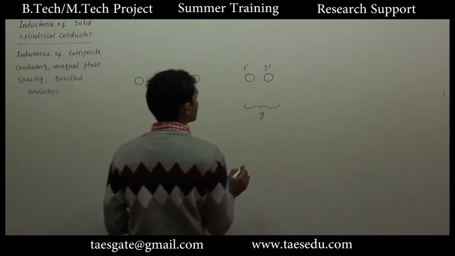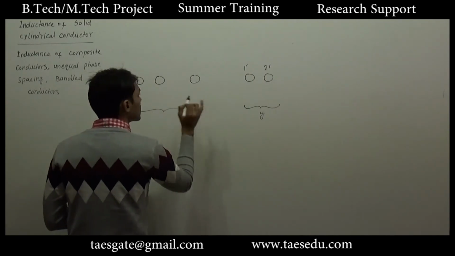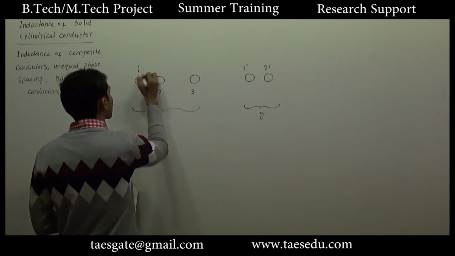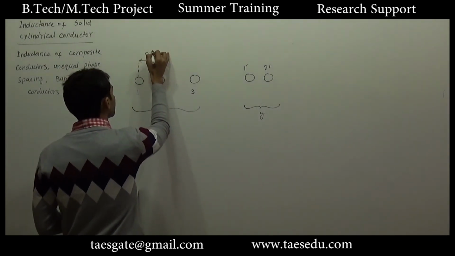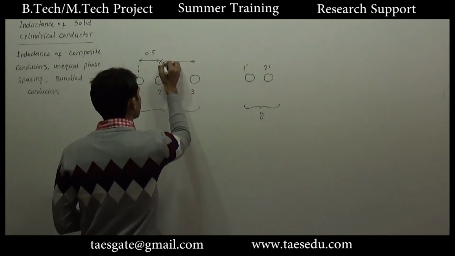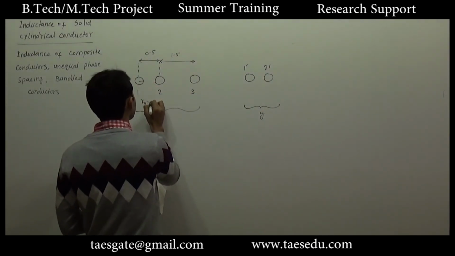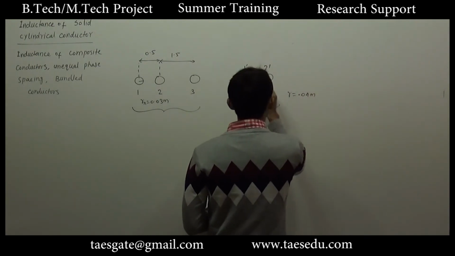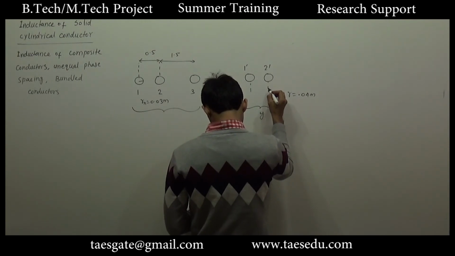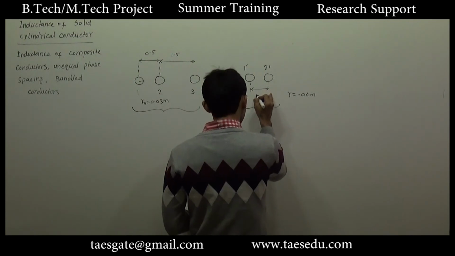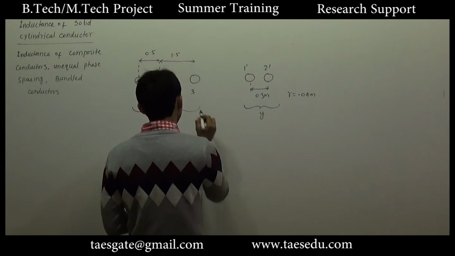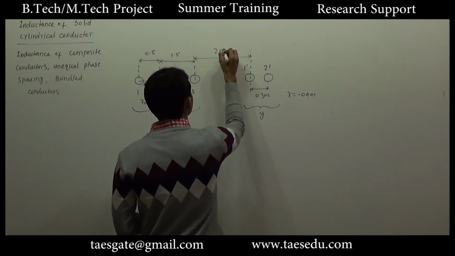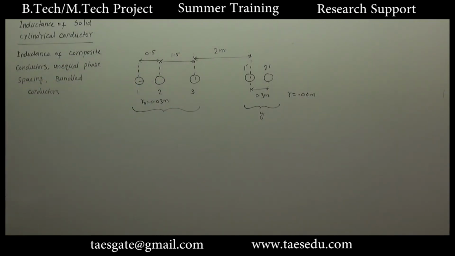Let's say this is conductor Y. In one conductor there are 2 strands, whereas in the other conductor we have 3 strands: 1, 2, 3. This distance is 0.5 meter. This is 1.5 meter, and the radius Rx is 0.03 meter. Here the radius is 0.04 meter, the distance between the strands is 0.3 meter, and this distance is also given as 2 meter. And we have to calculate Lx and Ly.